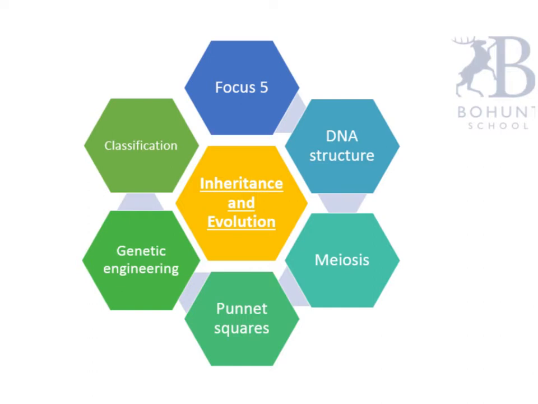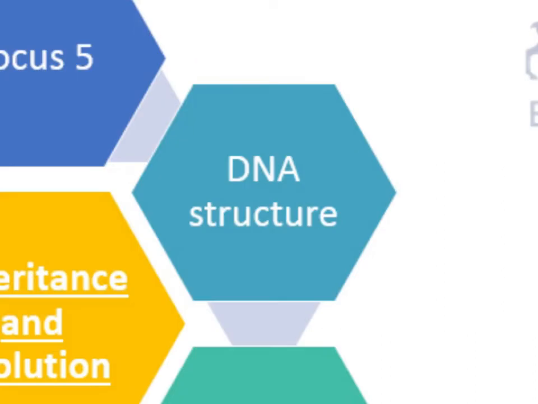Today we're going to be looking at the focus 5 of DNA structure, meiosis, the use of Punnett squares, genetic engineering and classification. I will say that this is not the only thing you need to be revising. There are selected topics that we consider to be important, that we know come up a lot, and that can often lead to misconceptions. So please, this is not the sole revision you should be doing on this topic. Please use other resources supplied by your teacher. So starting off, we're looking at DNA structure.